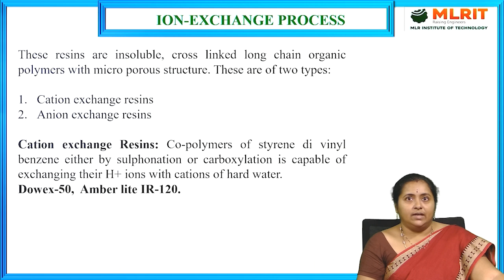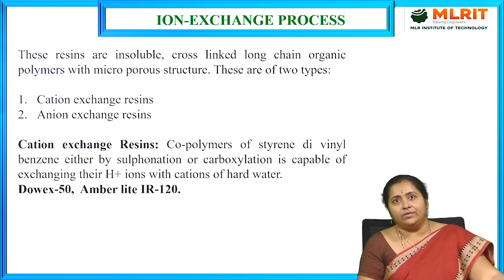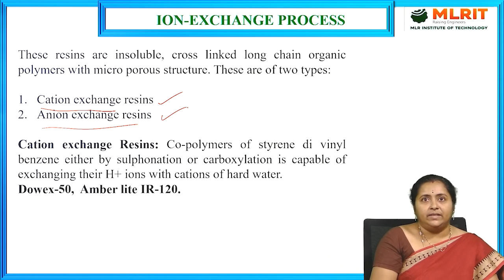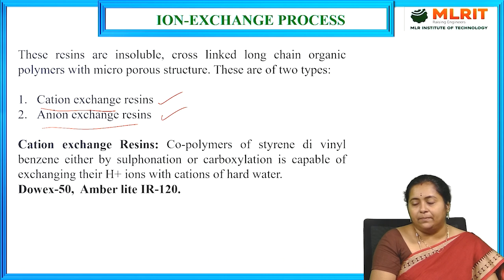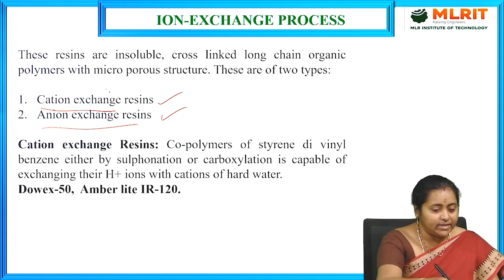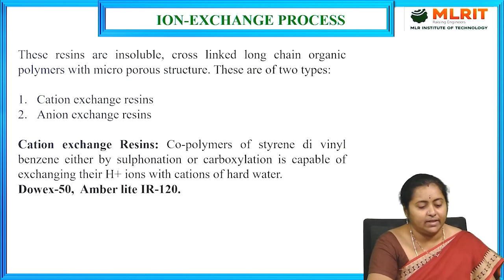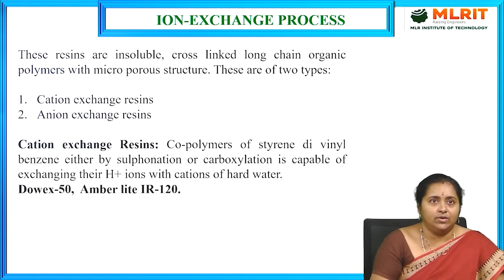In this ion exchange process or demineralization of hot water process, we are going to make use of two different types of resins. What are they? One is cation exchange resin and the other one is anion exchange resin. In the apparatus, there will be two different compartments: one is the cation exchanger and the other is the anion exchanger. The cation exchanger is provided with cation exchange resins and the anion exchanger is provided with anion exchange resins.